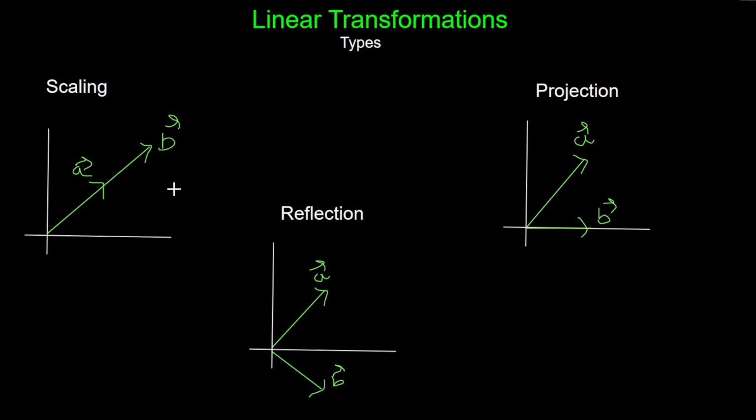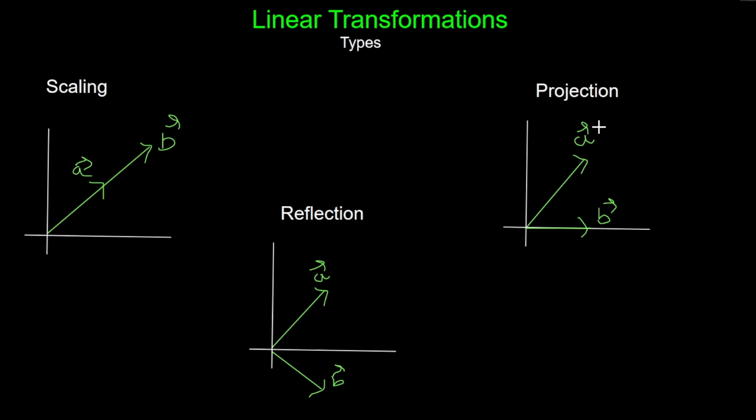So let's talk about projection. What do you mean by projection? Projection transformation maps a vector into a line or a plane such that the result lies on that subspace. So in this case, the projection maps it on a line. Let's see what we mean by that.